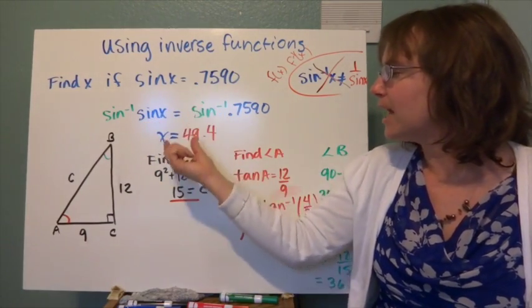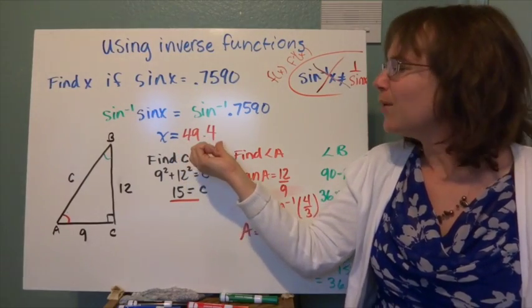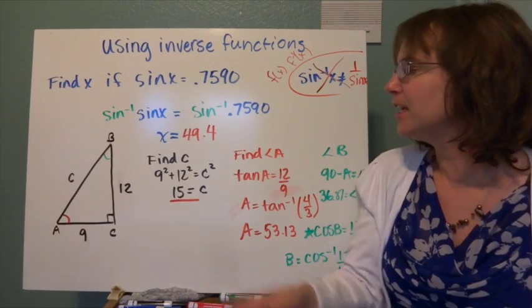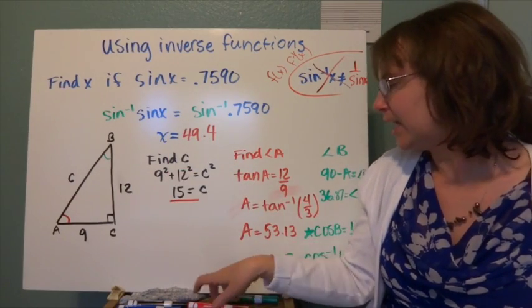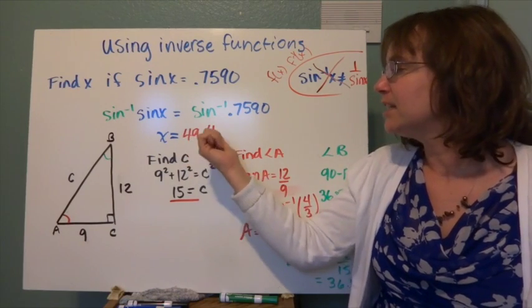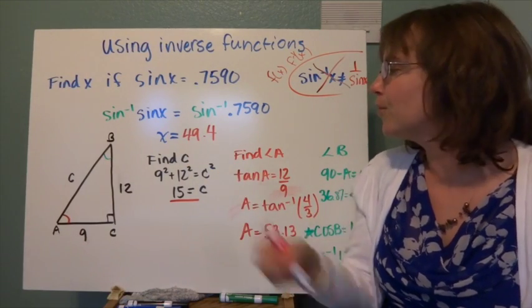You just have to take the reciprocal. So here, when we do that, we get a long decimal number. Now, oftentimes they want you to round it to the nearest degree, sometimes to the nearest tenth of a degree. So if it was to the nearest degree, you would get 49 degrees. Nearest tenth of a degree, 49.4 degrees.